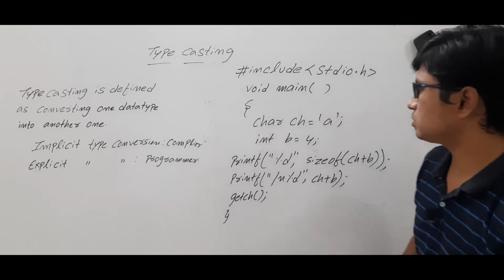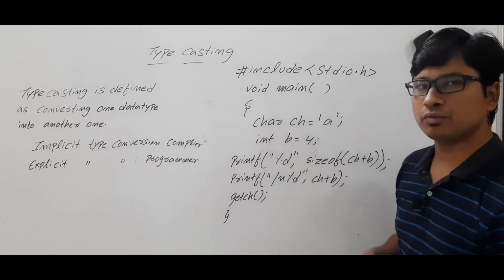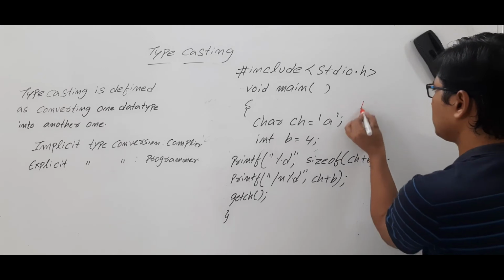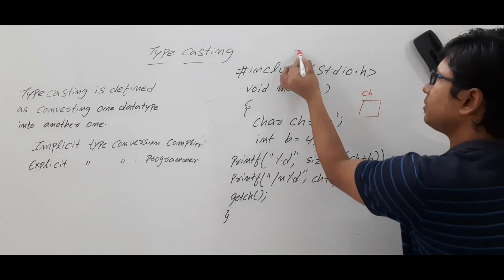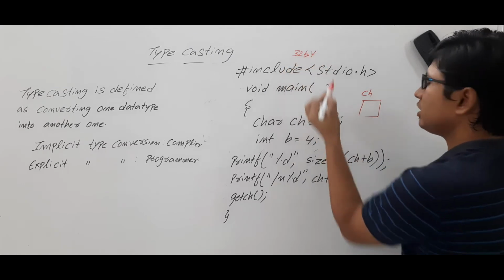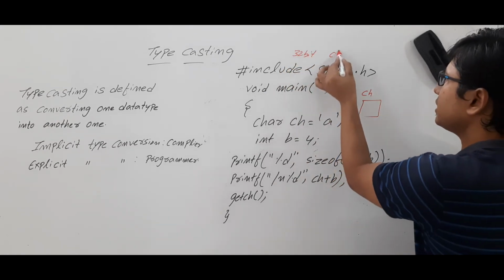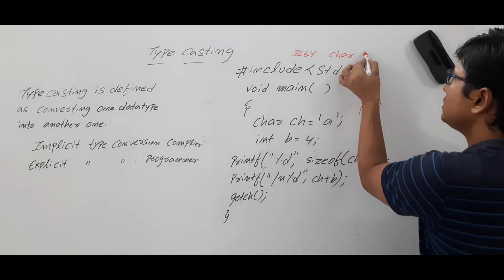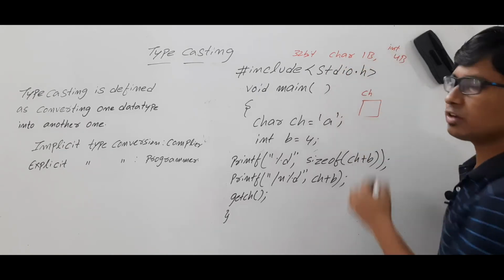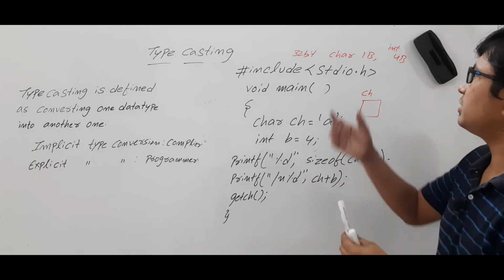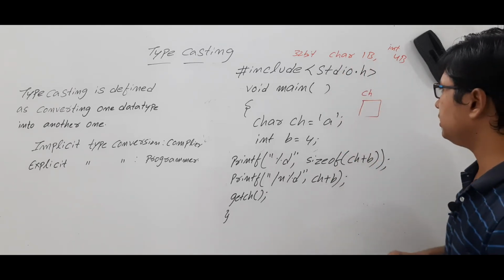Now look at this one. This is a character variable, so ch is a character variable. If you are running this program on a 32-bit compiler, the character will occupy 1 byte of memory, whereas an integer will occupy 4 bytes of memory. If it is an integer, it will occupy 4 bytes of memory. If it is a character, 1 byte of memory will be occupied.